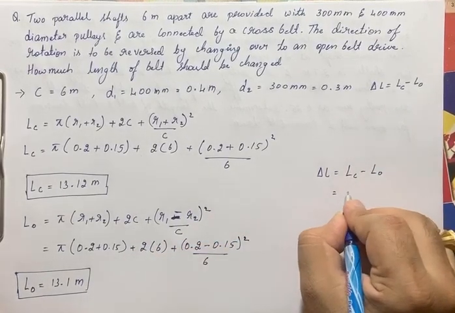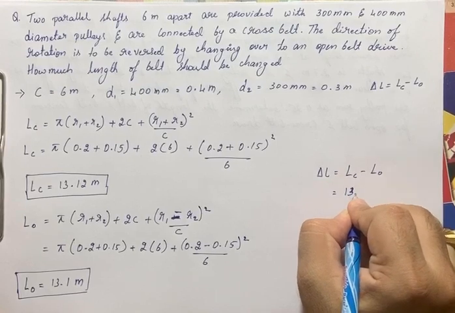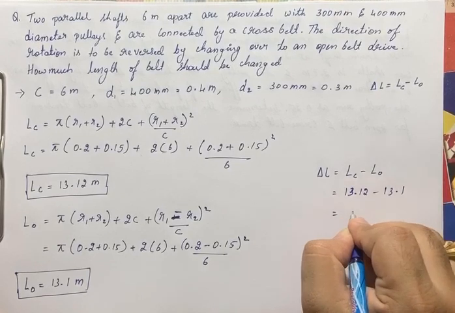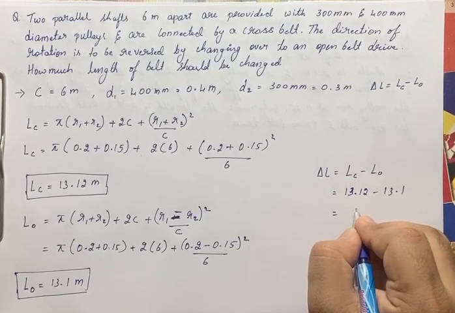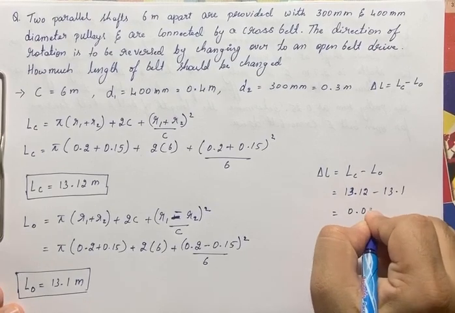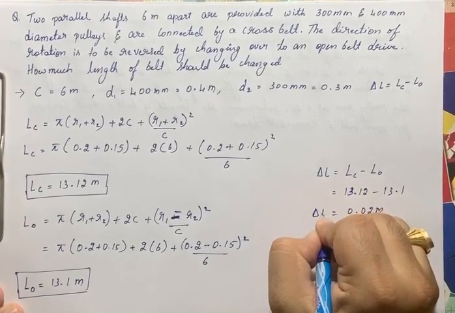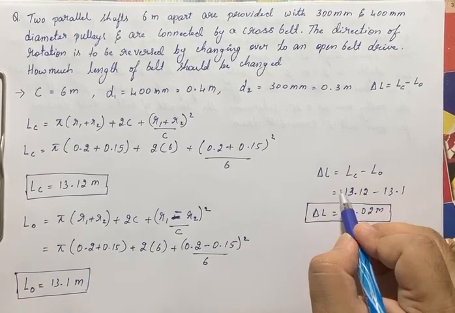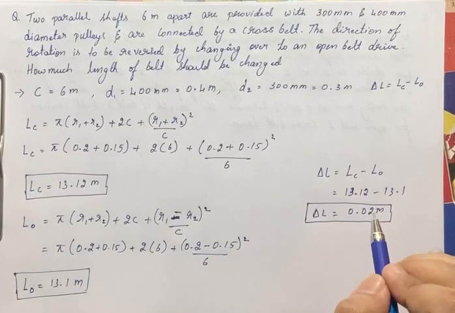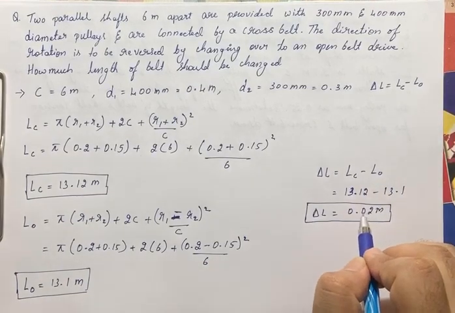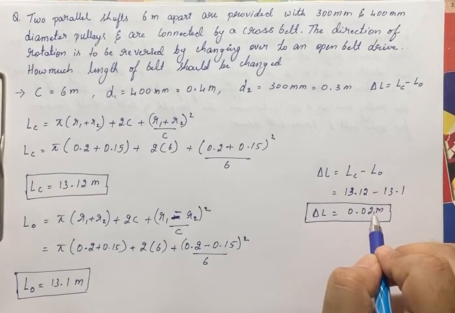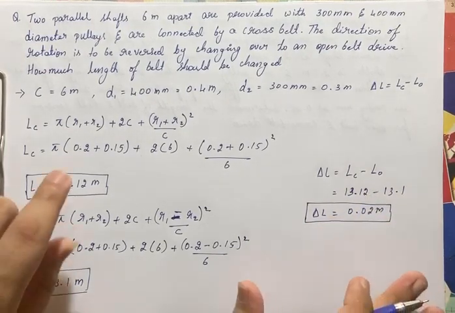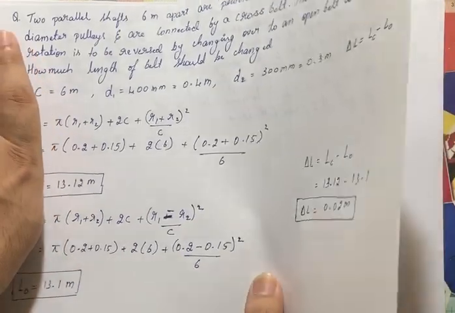So LC here is 13.12 minus 13.1, and we get 0.02 meter, that is delta L. So we need to reduce the length of belt by 20 mm to switch it over from the cross belt drive to the open belt drive. Now, we will go for the next numerical.